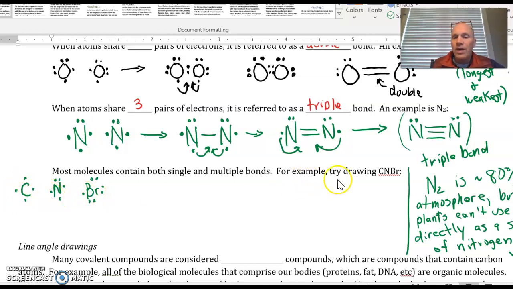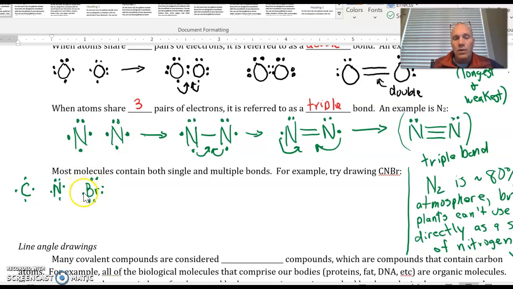The thing about this formula is it doesn't tell you the order that these are in. Does it go carbon, nitrogen, bromine? Perhaps the bromine is between the carbon and the nitrogen. Perhaps the carbon is in the middle. At first, you don't know the answer to that question.